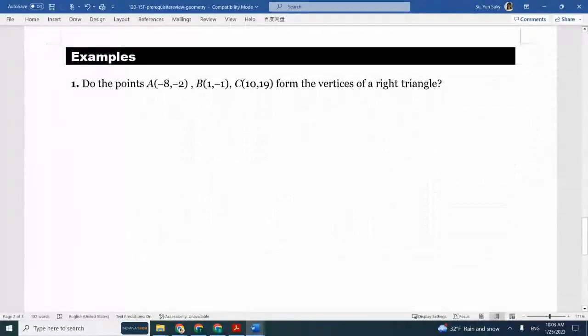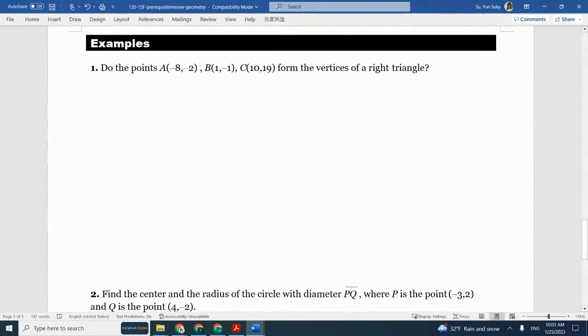All right. So here are some examples. Do the points A, B, and C form the vertices of a right triangle? Okay. So let's plot the points on the xy plane. So we first draw the x-axis, and then we draw the y-axis.